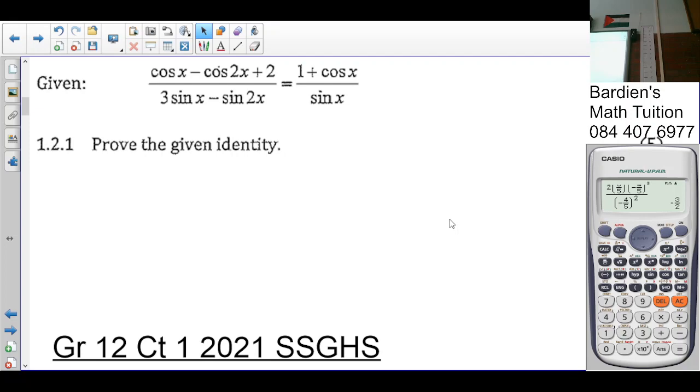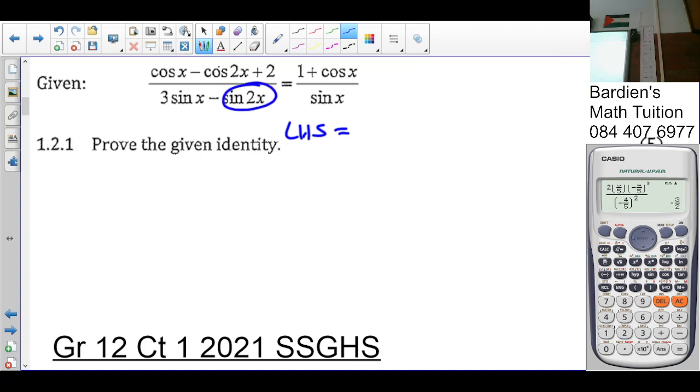Okay, so looking at 1.2.1, we are given (cos x minus cos 2x plus 2) over (3 sine x minus sine 2x) is equal to (1 plus cos x) over sine x. People, which side is more complex, the left hand side or the right hand side? Left hand side. The question says prove the identity.